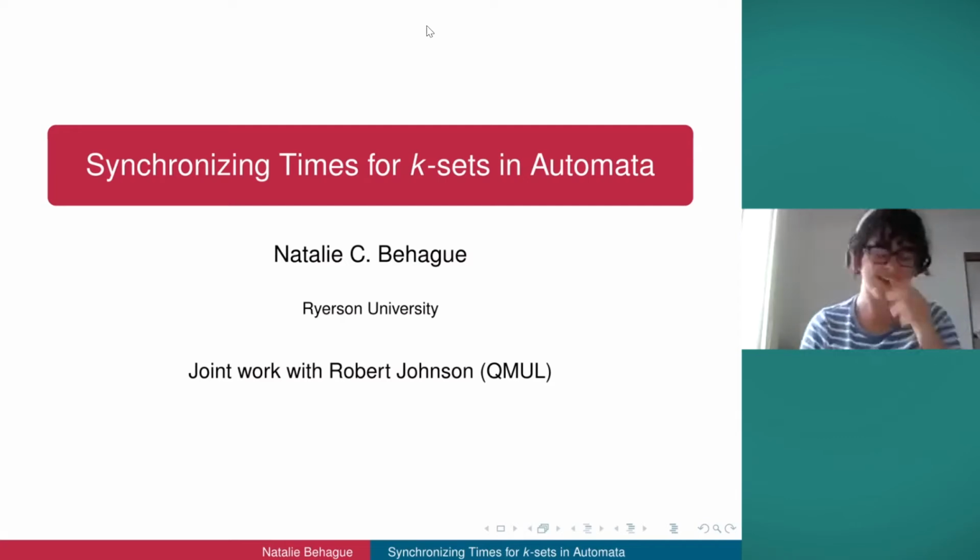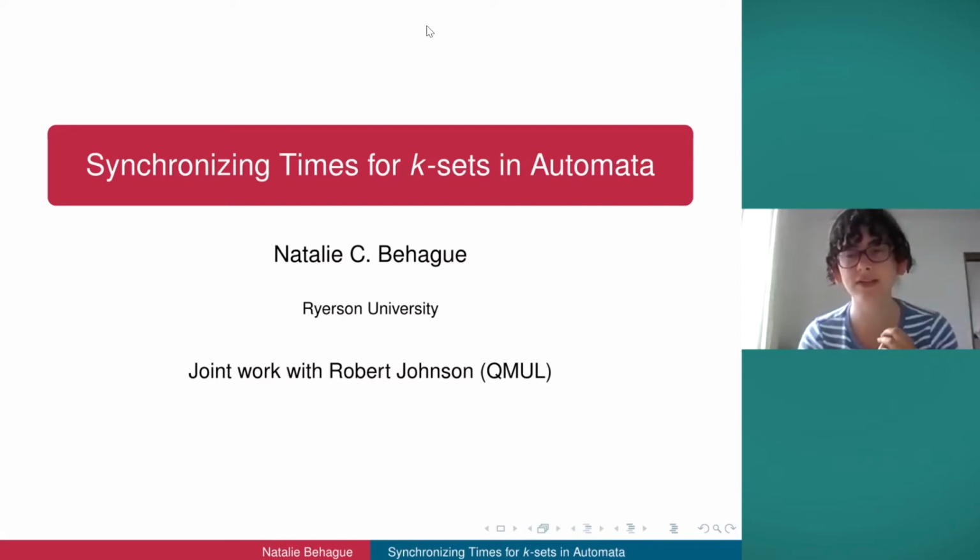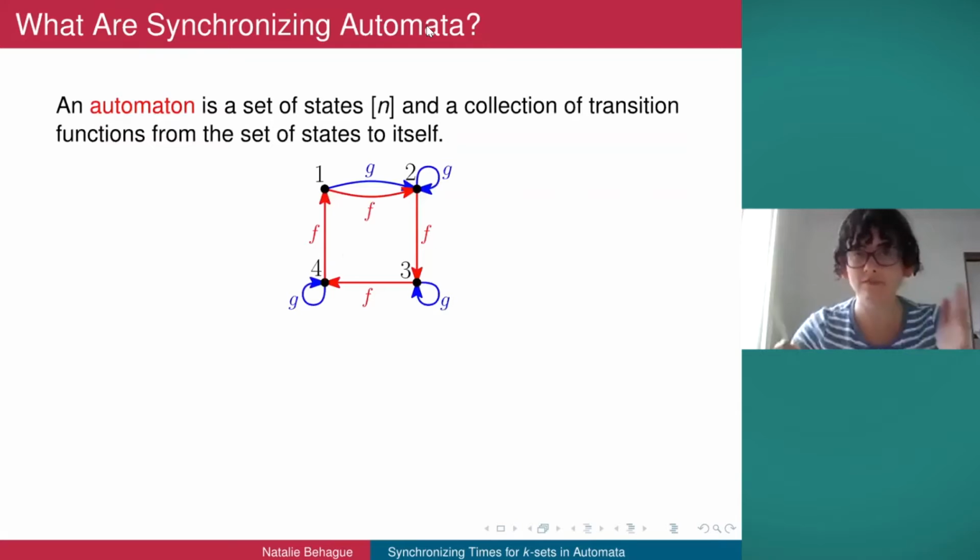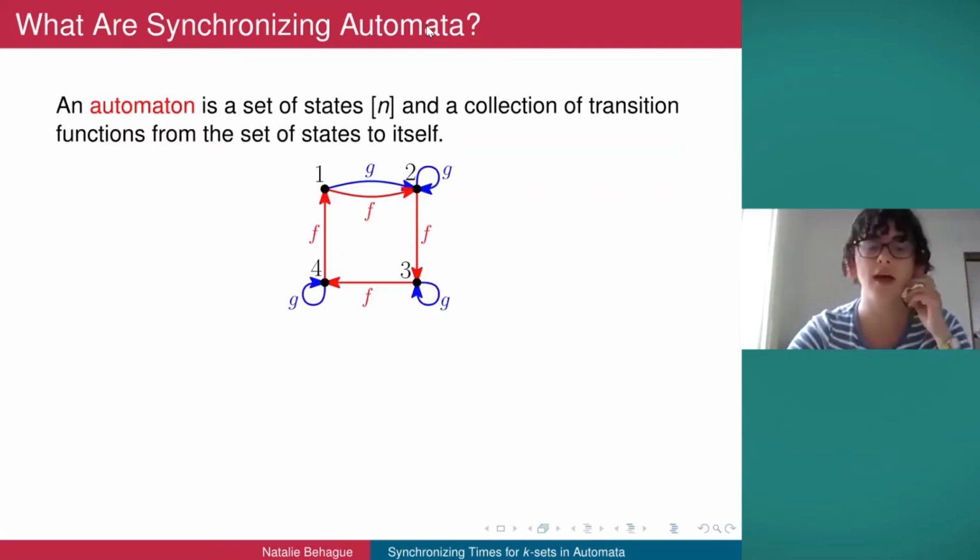Okay, so this is all joint work with Robert Johnson, who is my PhD supervisor at Queen Mary University of London. And we'll be talking about synchronizing times for case sets in Automata. So let's define some of those things. First of all, what are synchronizing automata?